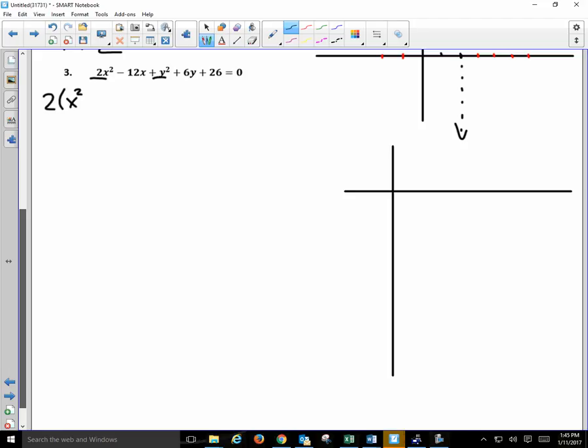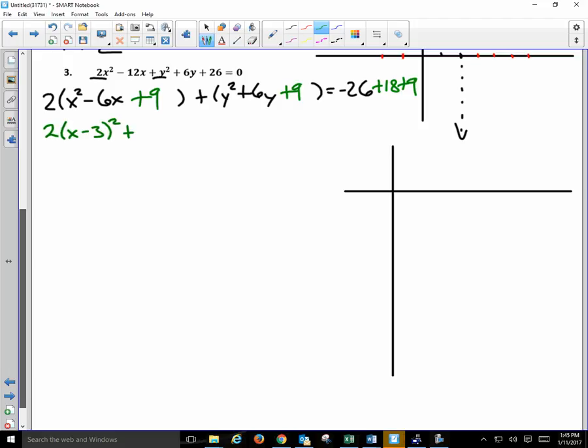Factor out the 2. I get x squared minus 6x, and I have a y squared plus 6y. I don't like the 26, so I'm going to move it over to the other side. Complete the square. Plus 9, which is really plus 18. Plus 9. Plus 9. 2 times (x minus 3) squared, plus (y plus 3) squared, is equal to 1.